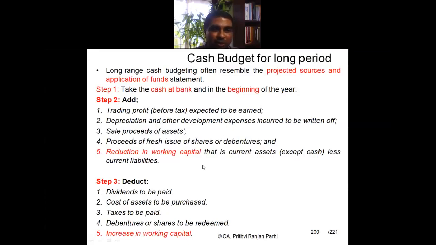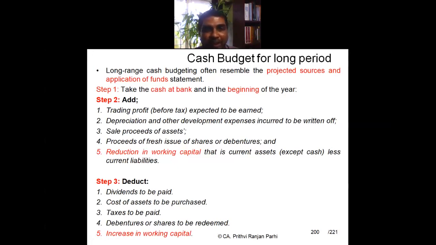So sales proceeds and various sources. These are various sources through which you'll be getting cash inflows, right? So trading profits will be added, depreciation and other non-cash costs. These are the costs which are charged to the profit. Is it not? Because of this depreciation and other non-cash costs, profit has been reduced.